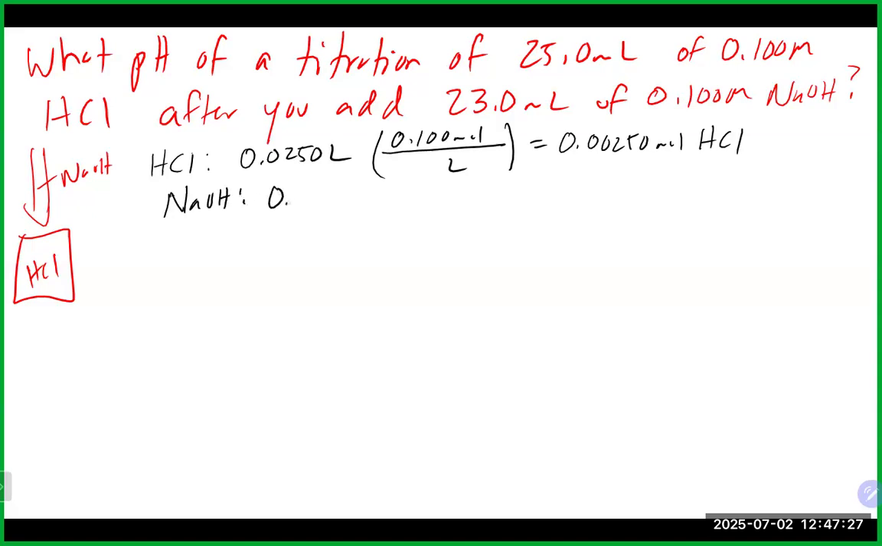We'll do the exact same thing for our sodium hydroxide here. Again, converting our volume into liters. So 0.023 liters times the molarity here, 0.1 moles per liter. Also going to get us there 0.0023.